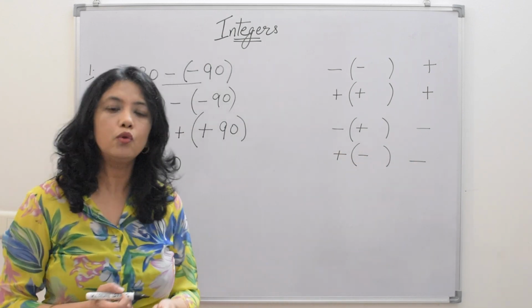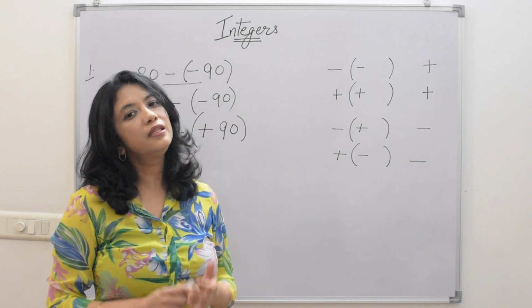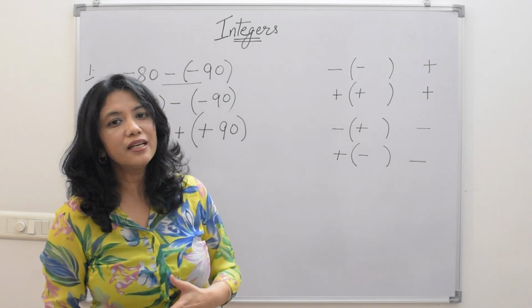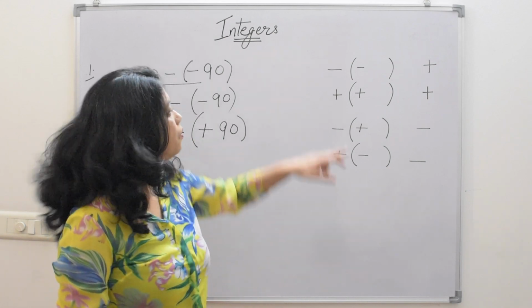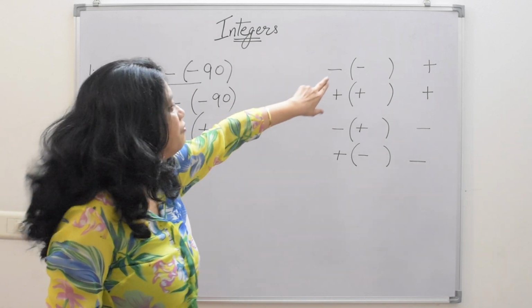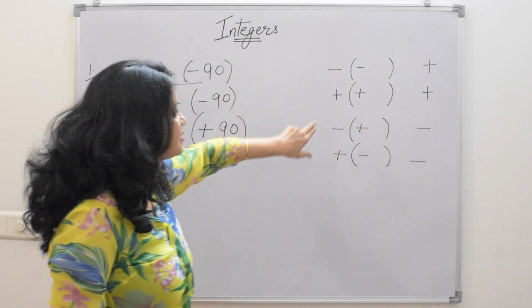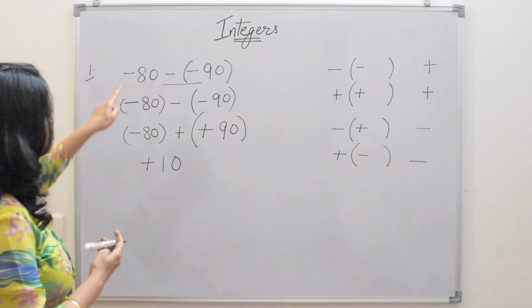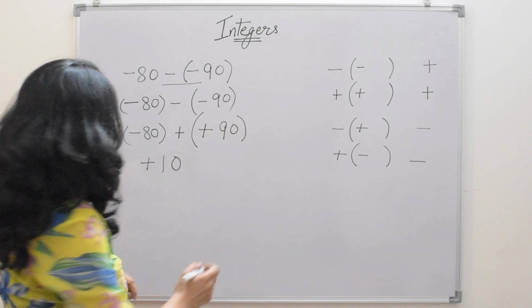It is just similar to what I have already said: when the numbers are the same, we do addition. When the numbers are different, we do subtraction. When the signs are the same, we put an addition sign. When the signs are different, we put a subtraction sign. So let us see how we can solve this sum using this method.